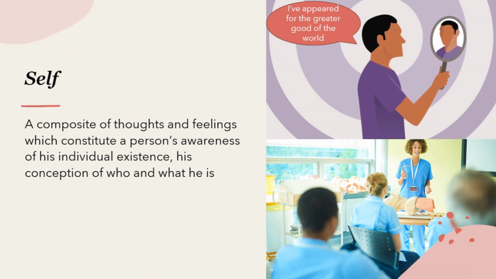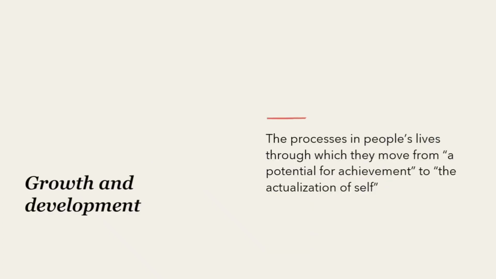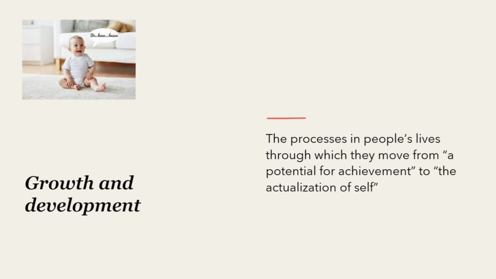Next is growth and development. It is defined as the process in people's lives through which they move from a potential for achievement to the actualization of self. It is something which is both physical and mental, and it also differs from person to person. Here we are talking about the personal self. So obviously everything here is about one's own personal system. Like a child may speak clearly at the age of 2 years. Some may speak late. That is a developmental delay.